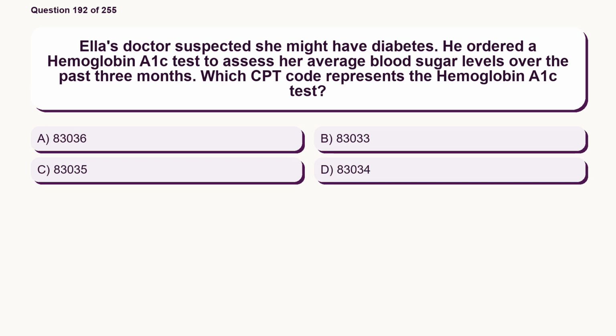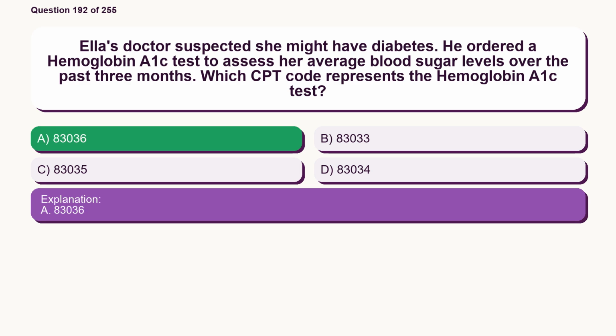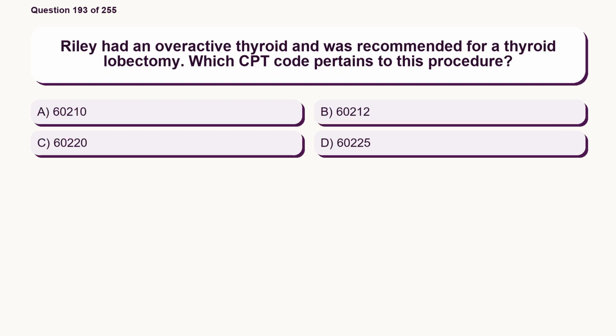Question 192. Ella's doctor suspected she might have diabetes. He ordered a hemoglobin A1C test to assess her average blood sugar levels over the past 3 months. Which CPT code represents the hemoglobin A1C test? Option A. 83,036. Option B. 83,033. Option C. 83,035. Option D. 83,034. The correct answer is option A. 83,036. A. 83,036.